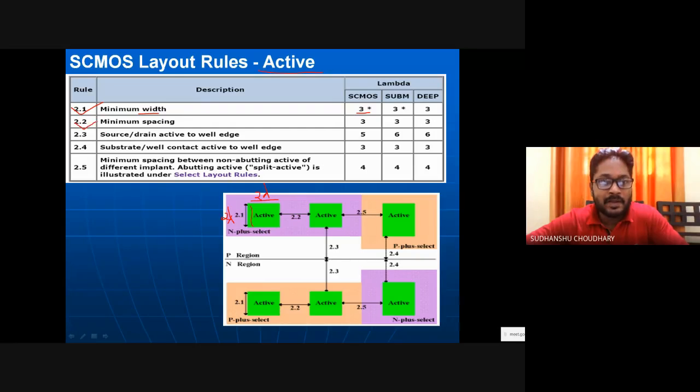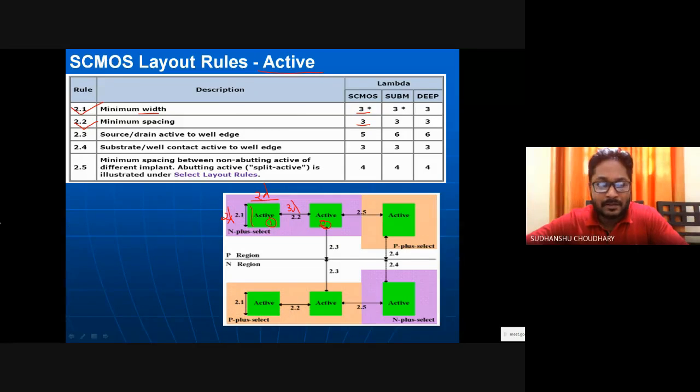Similarly, minimum spacing between the two actives should also be at least 3 lambda. That is, this is spacing. Yeah, we have two active regions here. Let's say this is one region and this is active region 2. So between these two regions, the minimum spacing should be at least 3 lambda. So this should also be 3 lambda.